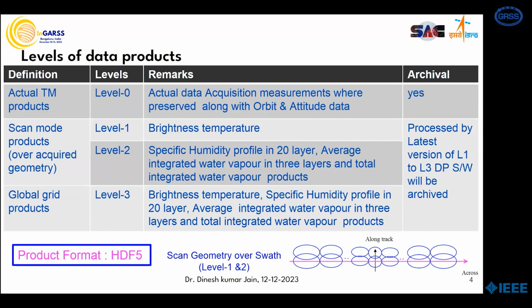All these products are generated after each and every dump acquired and archived. The global mode products are defined for consolidating these product parameters on a global grid of 0.1 degree interval. This product is archived twice a day. All the product parameters associated with the different products are also mentioned on this slide.